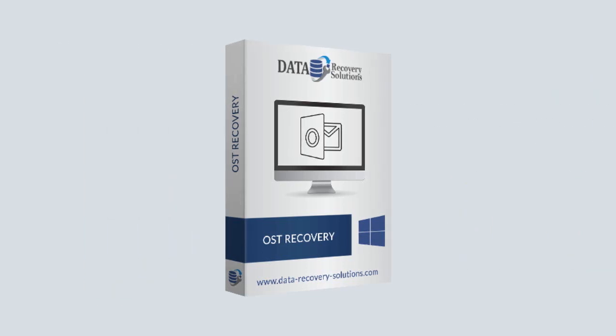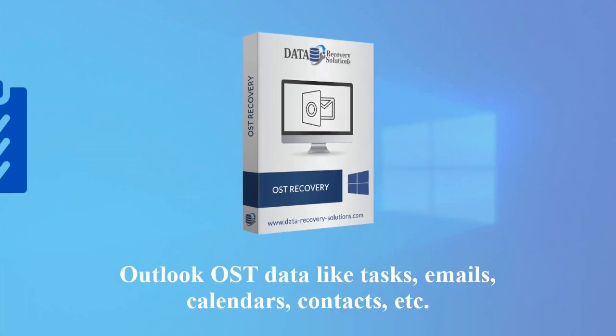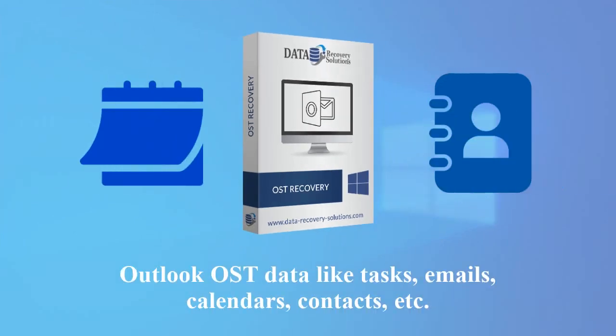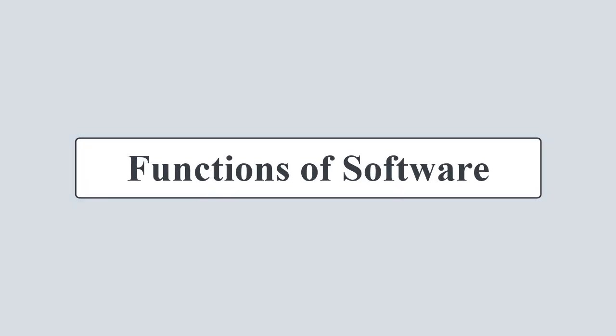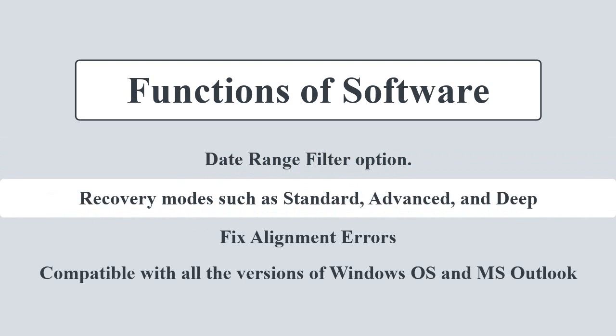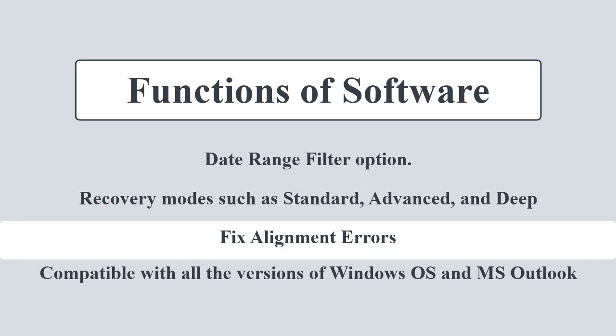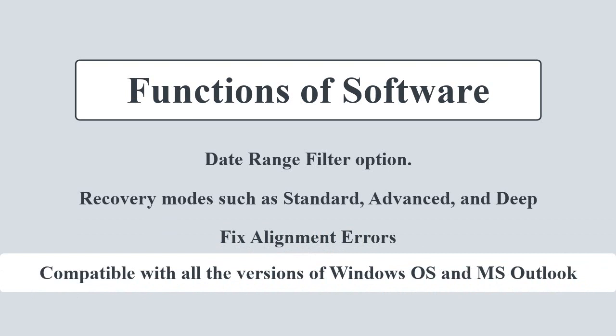You can perform OST recovery on your Windows system and recover all the items of Outlook OST data like tasks, emails, calendars, contacts, etc. Now let's check out the other functions of OST recovery software. Option to recover the required data from the restored OST file using a date range filter option. Embedded with 3 different recovery modes such as Standard, Advanced, and Deep, the alignment errors can be successfully fixed from the corrupted OST file by using this tool. Widely compatible with all the versions of Windows OS and MS Outlook from earlier to the latest.